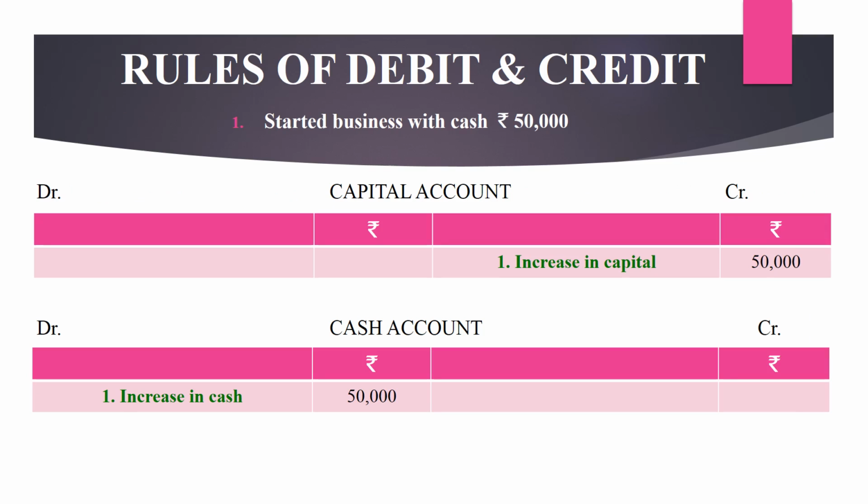Now example of capital account, started business with cash 50,000. So in this particular transaction there are two accounts appearing. One is your cash and another is your capital. So cash increase by 50,000. So asset increase हो रहा है 50,000. So cash account में debit side record होगा, and capital increase हो रहा है 50,000. So we will record increase in capital on the credit side of capital account.